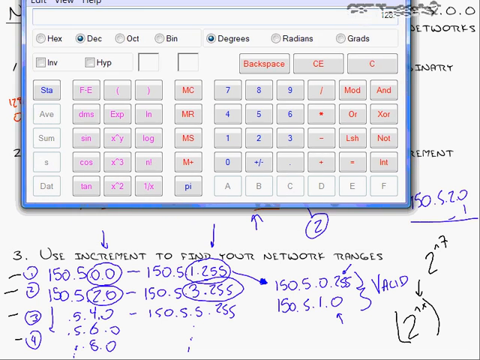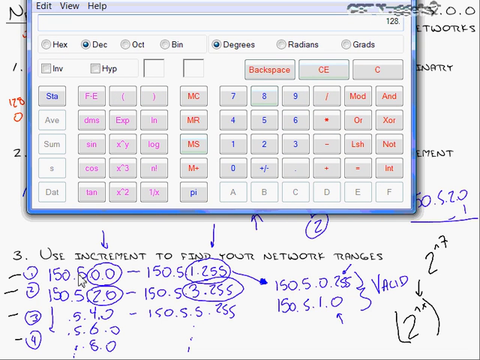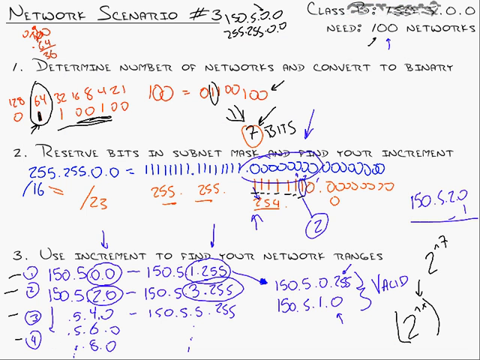If we were to follow this all the way to the bottom, we would end up with 128 different subnets that we could break this into. That's the way to do it with a calculator. If you don't have a calculator, the way to do it is using your binary chart.